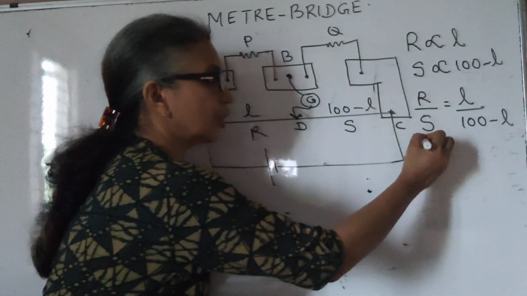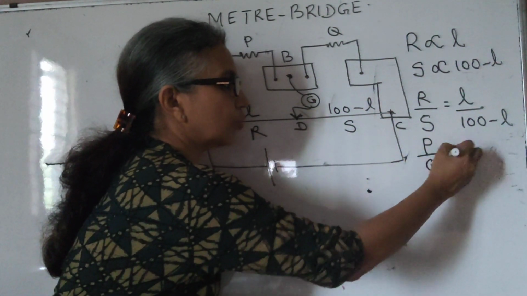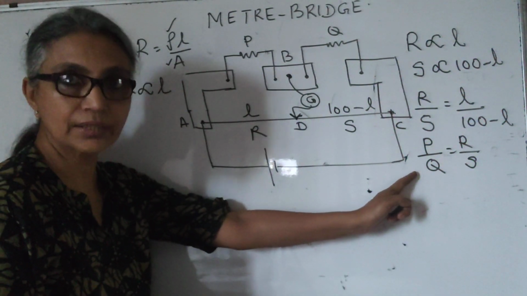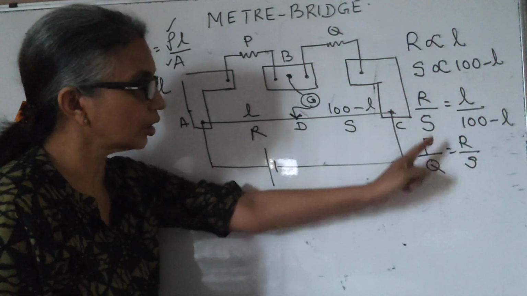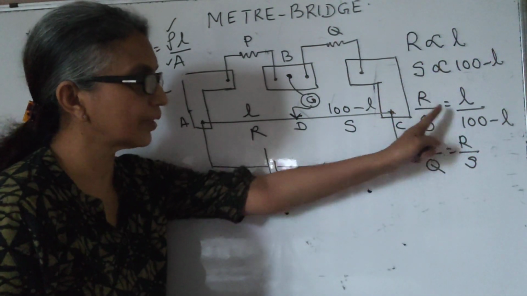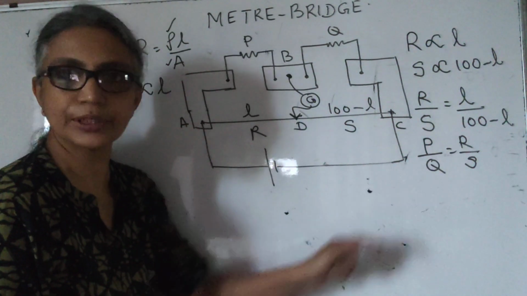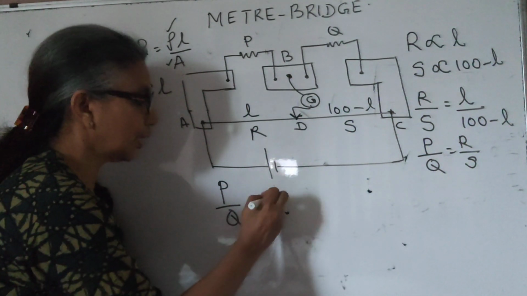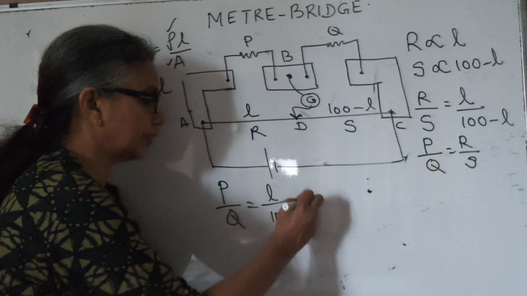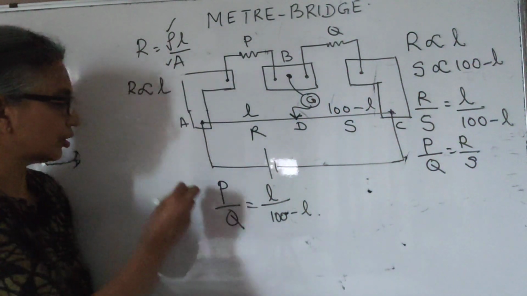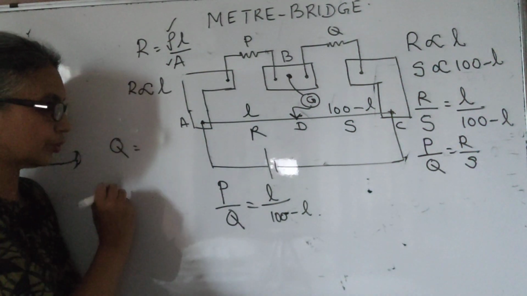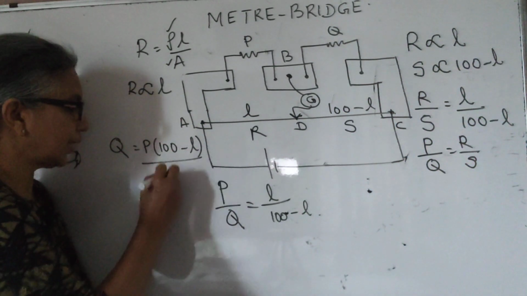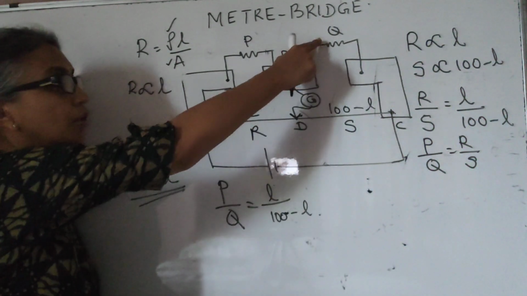So at balance condition, we already derived P by Q equal to R by S. In Wheatstone's bridge, I had already shown you under balance condition P by Q equal to R by S. Now if I compare these two equations, R by S is equal to L by 100 minus L, R by S is also equal to P by Q. So I may now write P by Q equal to L by 100 minus L, right? And from this equation, we know Q should be equal to P into 100 minus L divided by L, and that is how you will find your unknown resistance.